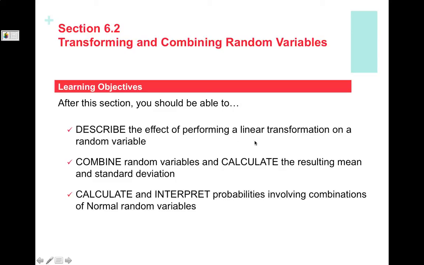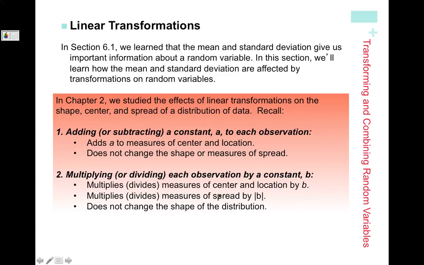So we're going to be looking at linear transformations, so multiplying and adding. Then we're going to be combining the random variable. So in 6.1 we looked at how to calculate the mean and the standard deviation for different random variables, and then we practiced it. Back in chapter 2, when we were exploring data, we looked at how adding and subtracting constants or multiplying and dividing by constants affects the measures of center and the spread.